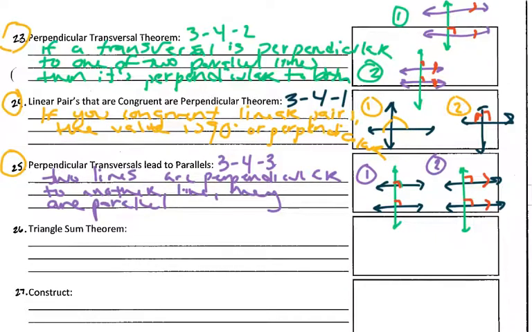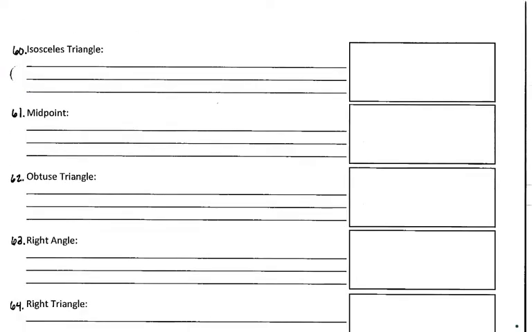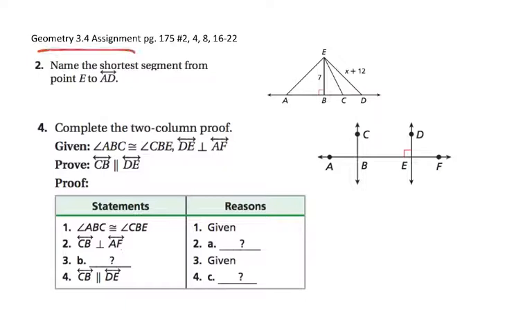Alright, so those were the three that came up in 3.4.2, and now that we've reviewed them, we're going to move on to the assignment. So here's our 3.4 assignment. We're going to name the shortest segment from E to AD. So remembering in our notes we said that in our parallel lines postulate, the distance between a point and a line is the least at 90 degrees. So here's our point E, here's our line, and the distance that is shortest is going to be at 90 degrees. So EB is shortest.